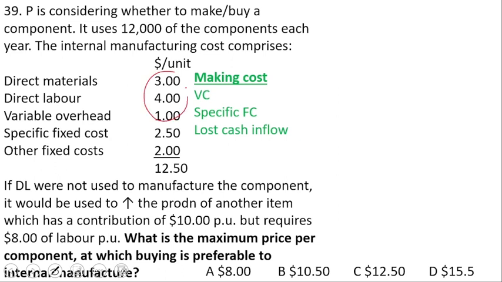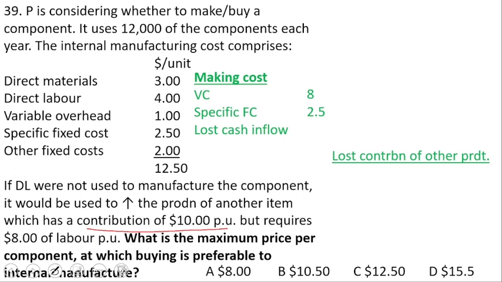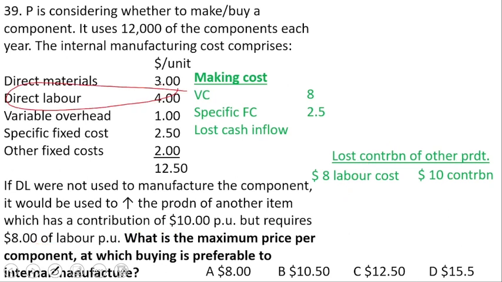So variable cost, we've got three items: direct material, direct labor, and variable overheads. So that adds up to 8. Specific fixed cost is 2.5. Now relating to the lost cash inflow of that other product. The other product gives a contribution of $10 per unit, but requires $8 of labor per unit. So for $8 of labor cost, the contribution generated is $10. Now, our particular product takes only direct labor cost of $4. So, if you're using direct labor cost of $4, then how much contribution of that other product is lost?